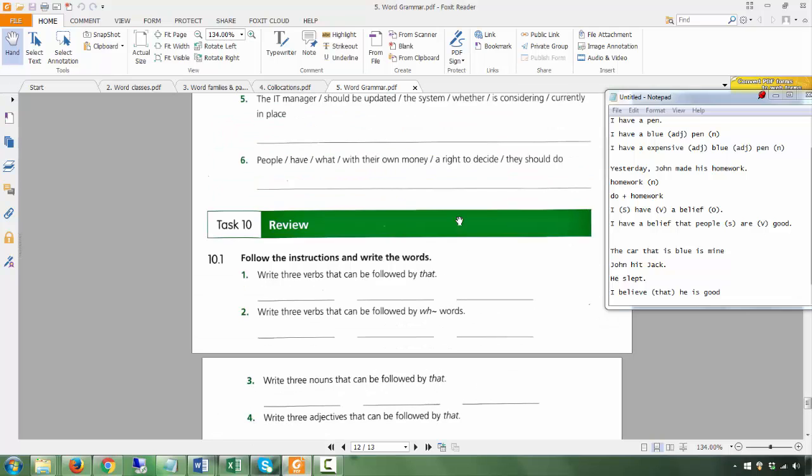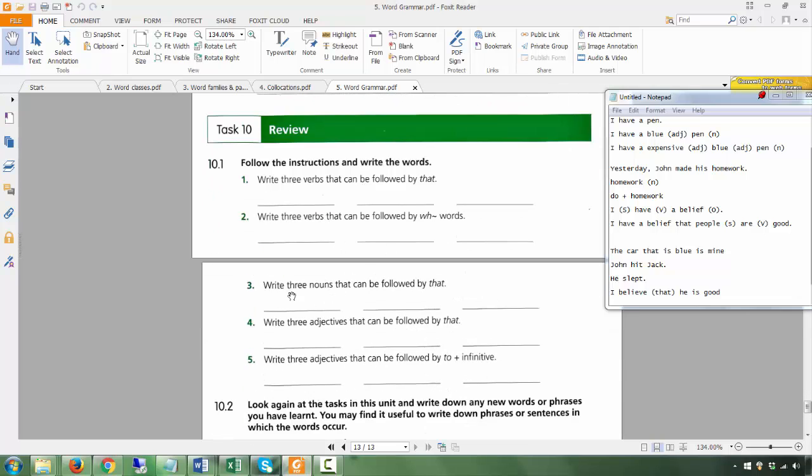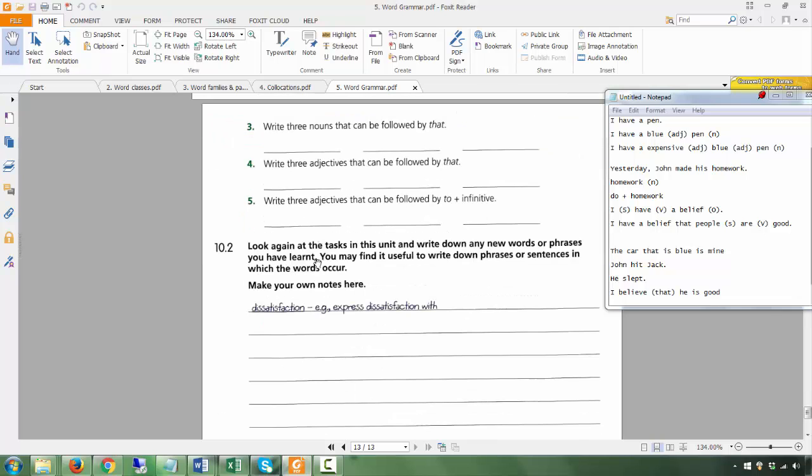Again, use it from this unit because I think all the answers can be found in this unit. Don't look at something else or look in the dictionary, because I want you to revise what you learned in this unit. Okay, just stop here. You don't have to do this.